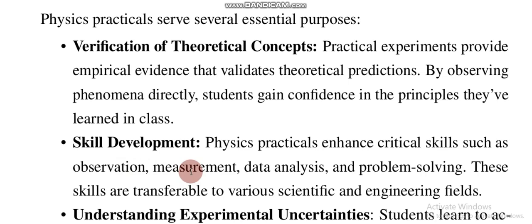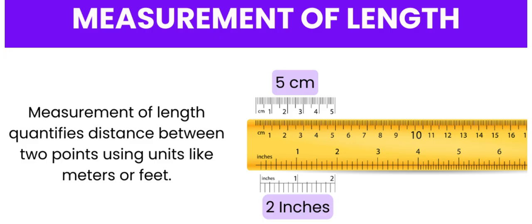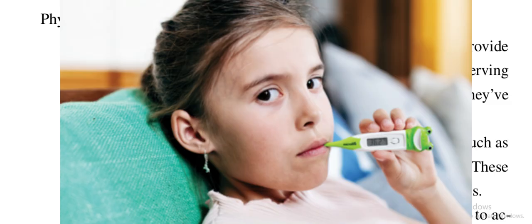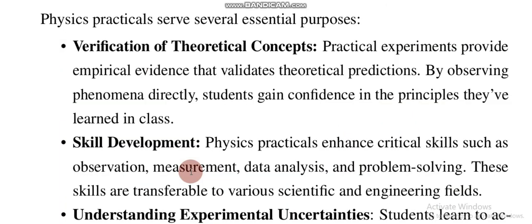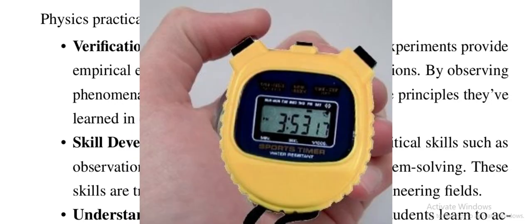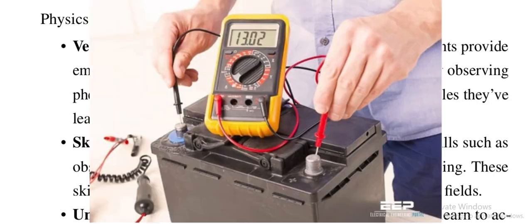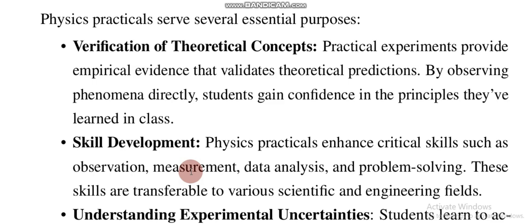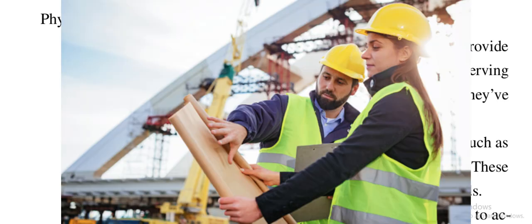Measurement, of course, is a skill as a scientist. Physics practicals require precise measurement of quantities like length, time, mass, temperature, and electric current. Students learn to use instruments like rulers, calipers, stopwatches, thermometers, multimeters. Accurate measurement is fundamental in engineering, construction, manufacturing, and laboratory science. For instance, civil engineers must measure materials precisely to ensure the stability of structures.